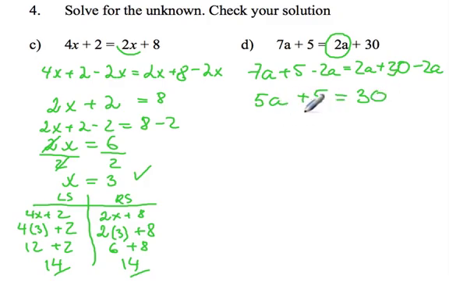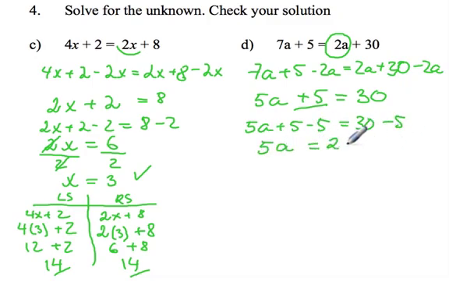Now we will deal with the separate value 5. 5a plus 5 minus 5 equals 30 minus 5. We subtracted on the left, so we subtract on the right as well. 5 minus 5 is 0, leaves 5a on the left, and 30 minus 5 is 25. Now we have a multiplied by 5, so the opposite operation is division. 5 divided by 5 is 1, leaves a equals 25 divided by 5 equals 5.